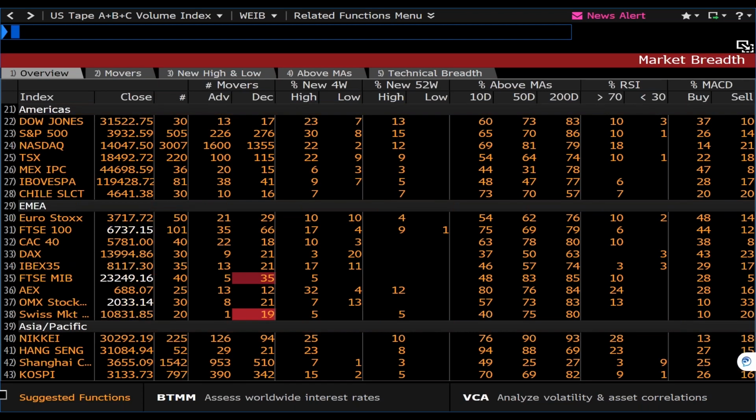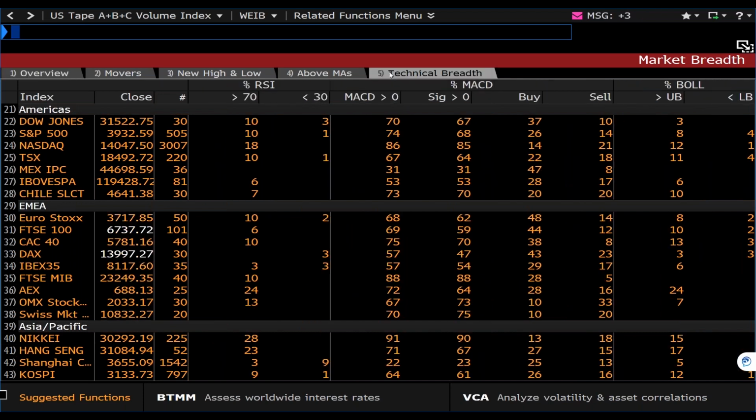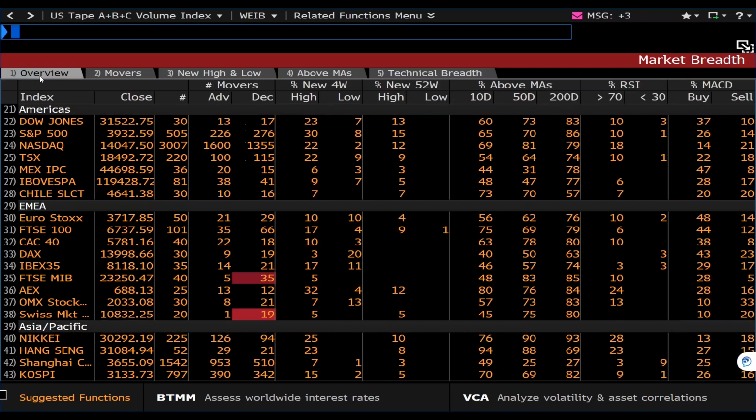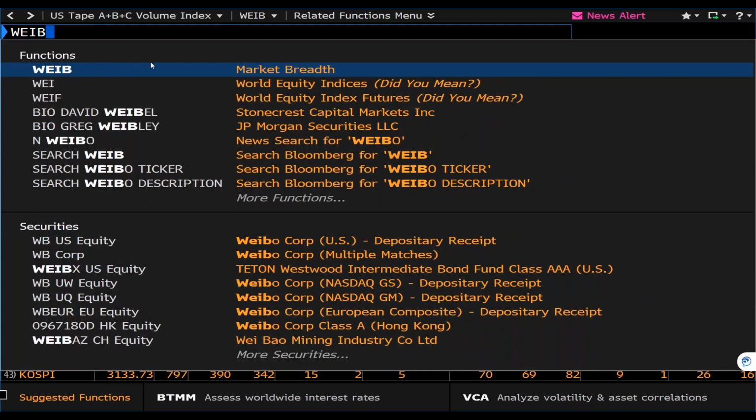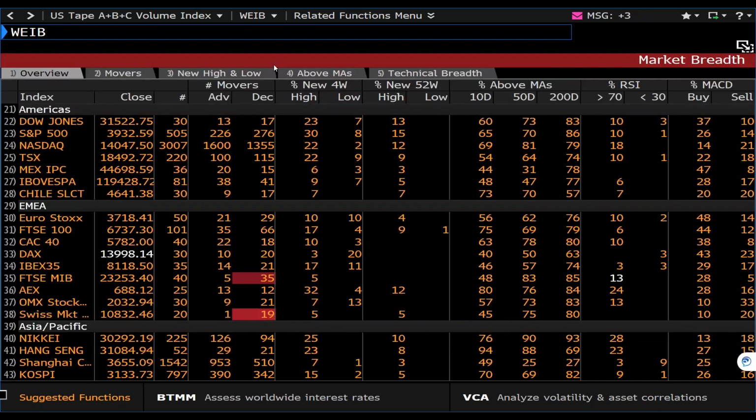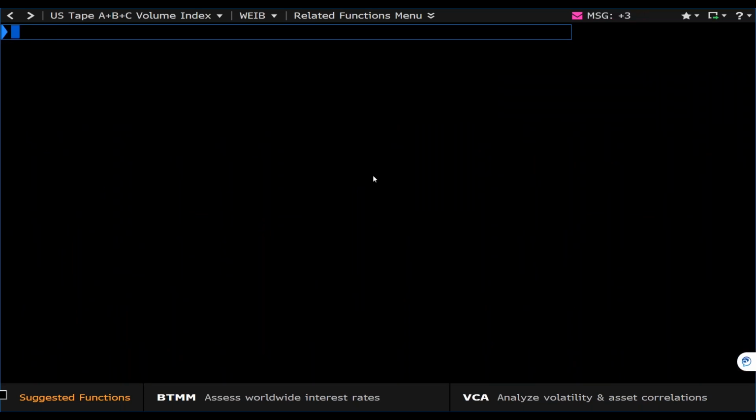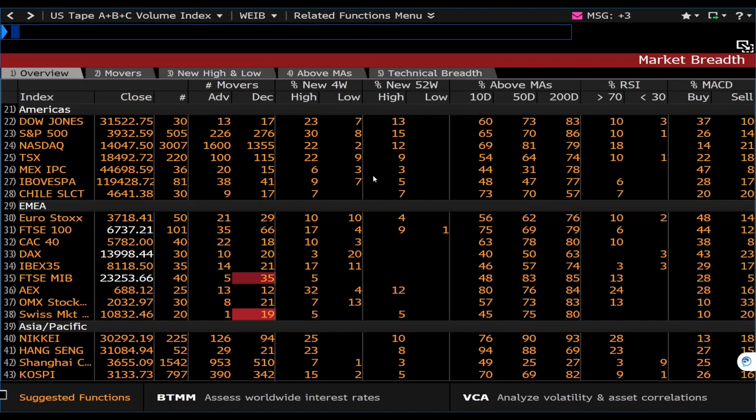Now, when I look at market breadth, I just wanted to show you guys something really cool over here, and this really shows us how the market is performing in that aspect as well.